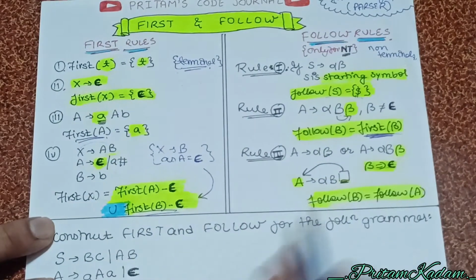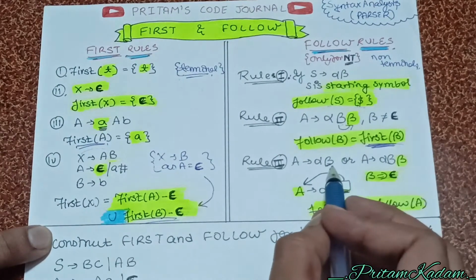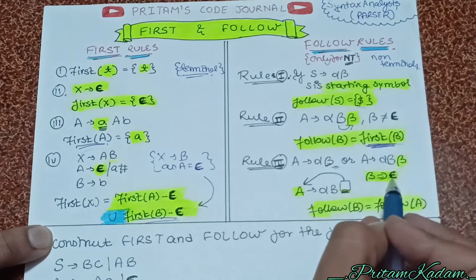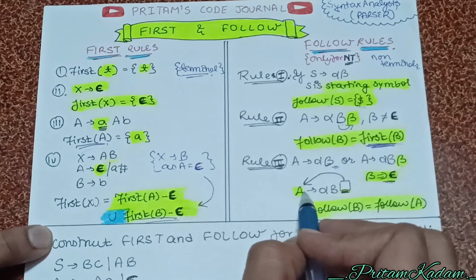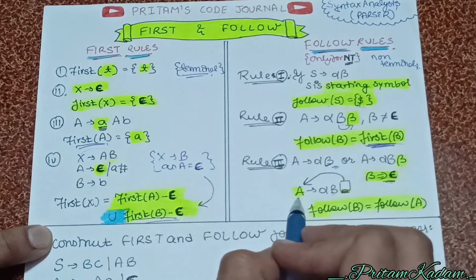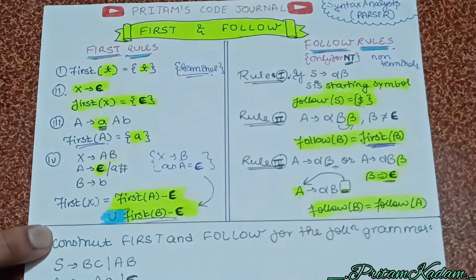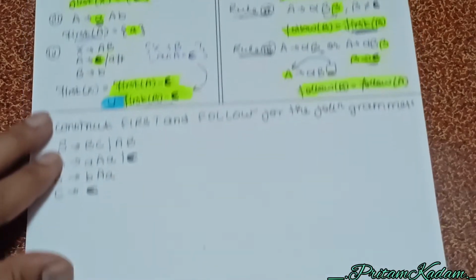So what if there is nothing following the B? For example, in these productions there is nothing following the B, but in this it was followed by beta, but beta contains epsilon, so it is the same as this. So I will write follow of B equals follow of A. Okay, so let us solve an example.